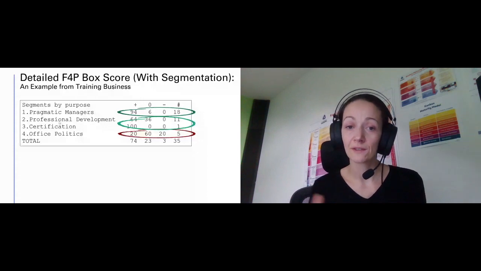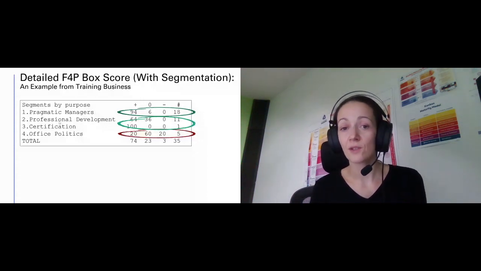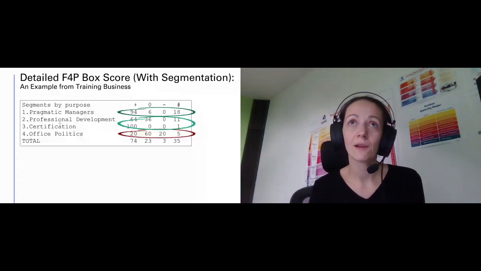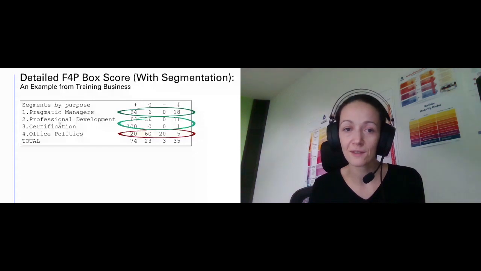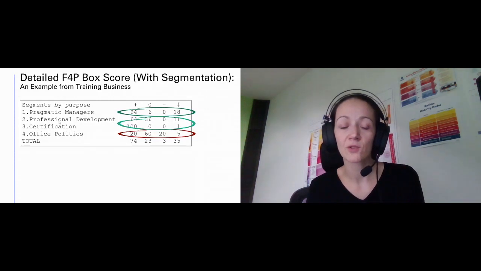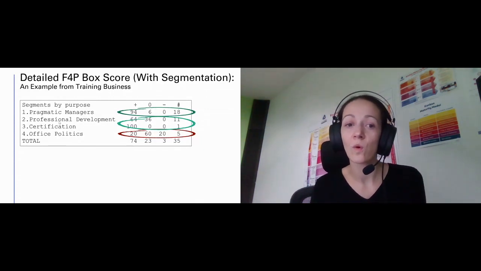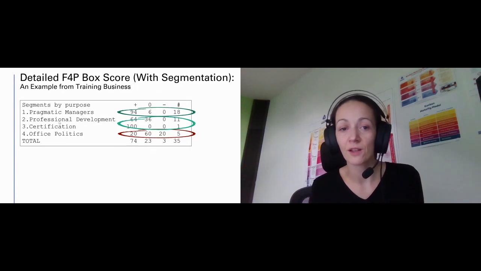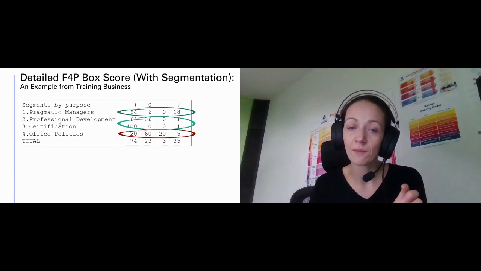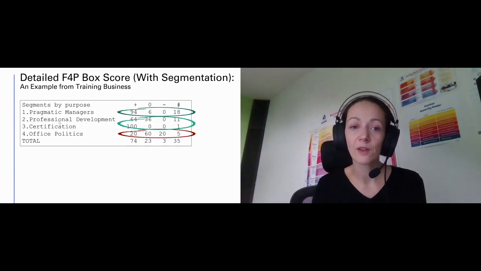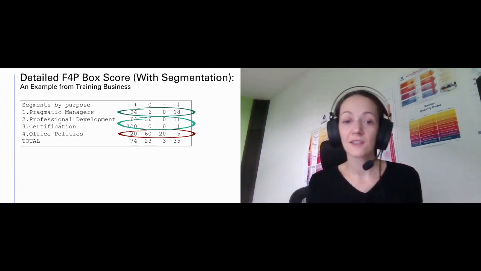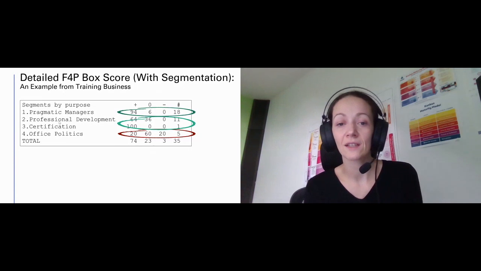And how to read these answers? You have plus, 0, minus, and hashtag. Hashtag tells you how many purposes were assigned to this particular segment. So we had here 18 people who are pragmatic managers, 11 people professional developers, etc. And then you have this triple that I showed a moment ago. So for the first segment, you had 94% positive answers, 6% neutral answers, no negative answers.